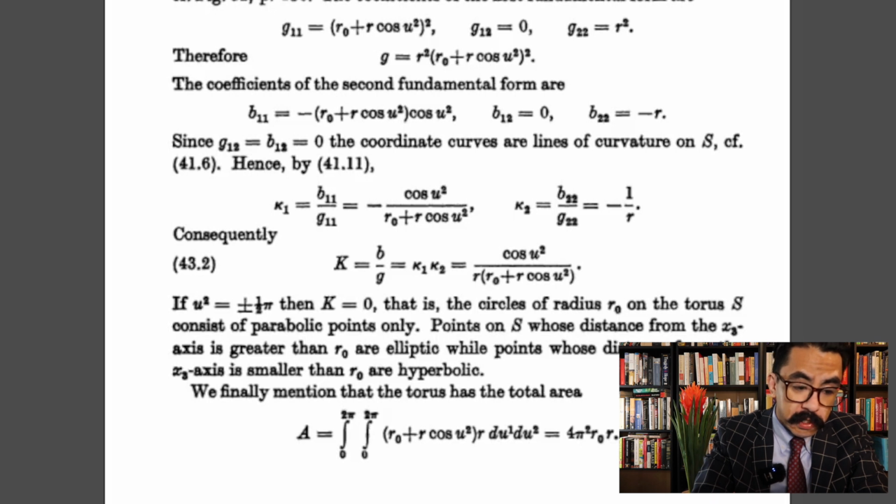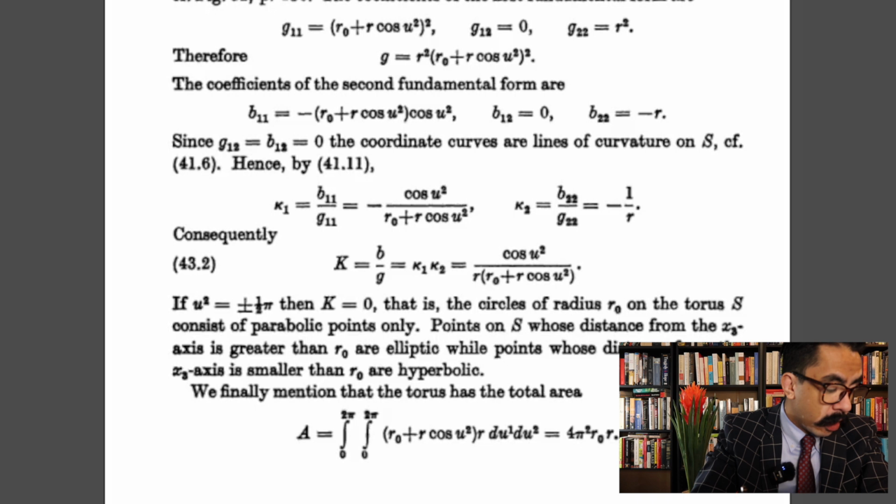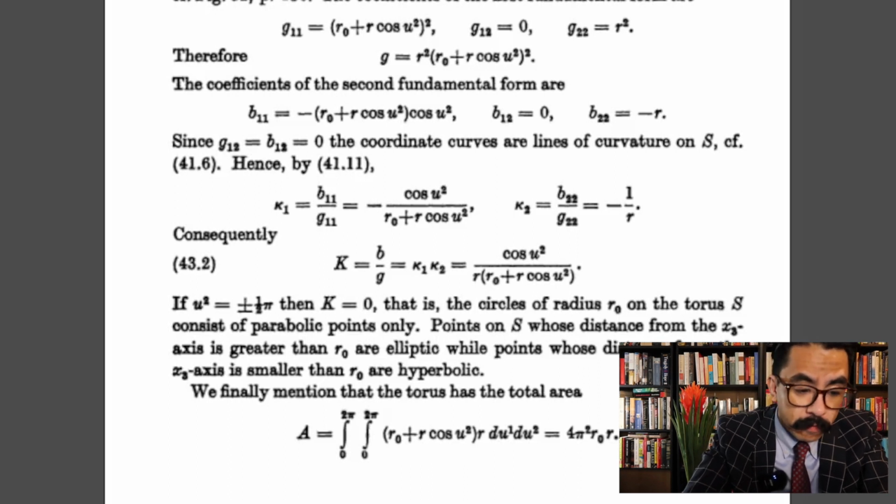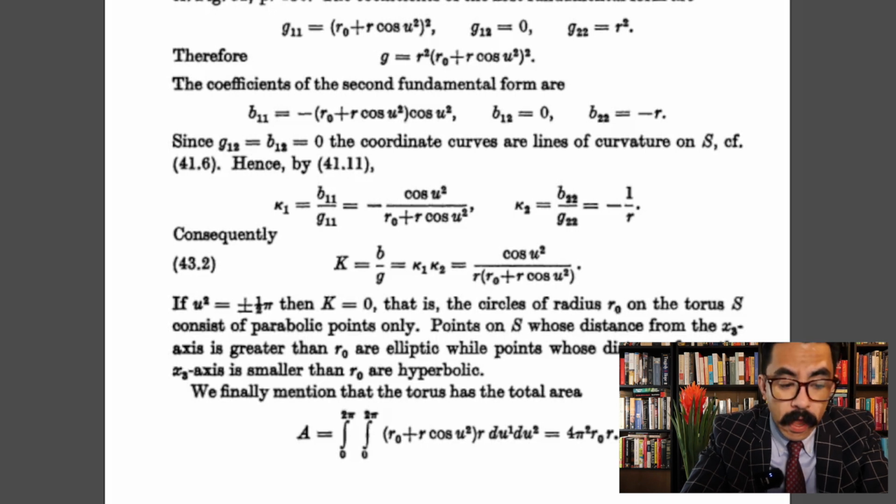Since g12 equals b12 which both equals 0, the coordinate curves are lines of curvature on S. Refer to the relation from Theorem 41.3, namely g12 equals 0 and b12 equals 0. Hence, by the relations for the principal curvatures, Gaussian or total curvature and mean curvature for when the coordinate curves on a surface S are lines of curvature, and then given in terms of the fundamental forms, we have that kappa 1 equals b11 over g11, which is equal to the negative fraction with a numerator of cos u2 all over a denominator of r0 + r cos u2, and kappa 2 equals b22 over g22, which is equal to the negative reciprocal of r.